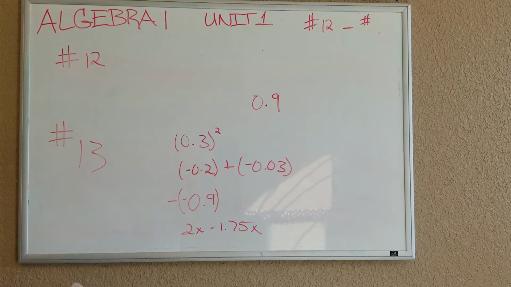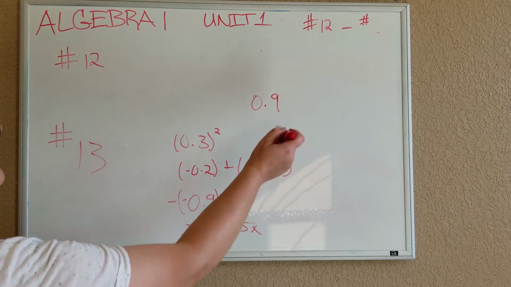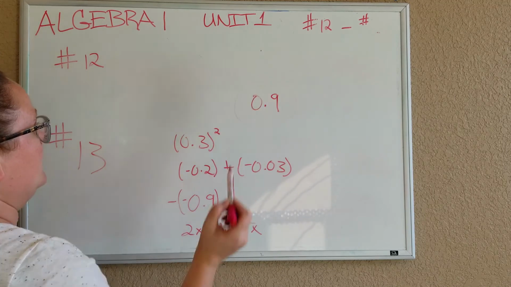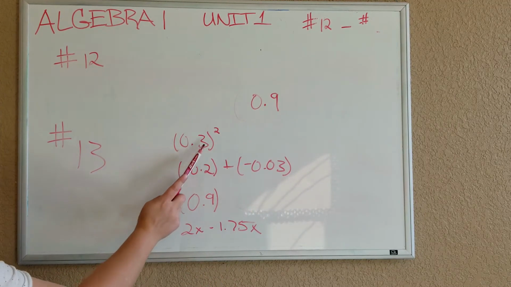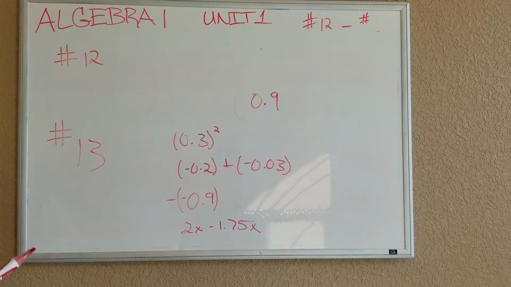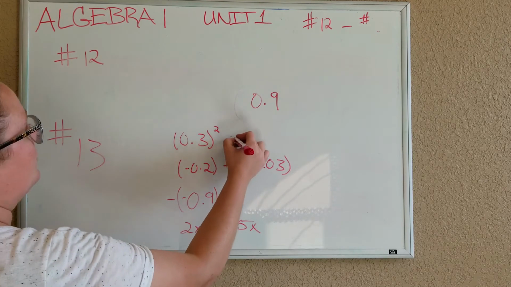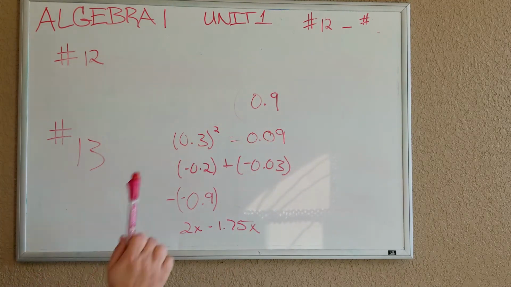Number 13, they say, select all the following expressions that are equivalent to 0.9. So you're going to evaluate all of these. So this one is 0.3 squared. So you can do that on your calculator. 0.3 times 0.3. I believe it's going to give you 0.09. So that is not equal to that.